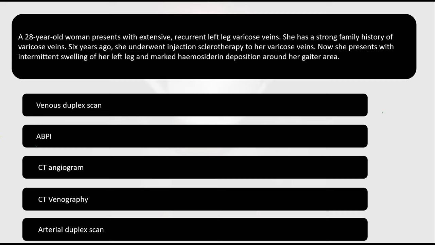So I think it's a superficial venous problem. Chronic varicose vein. So the first investigation will be a venous duplex scan. So this is simply varicose veins. So venous duplex scan is the initial investigation for these varicose veins.